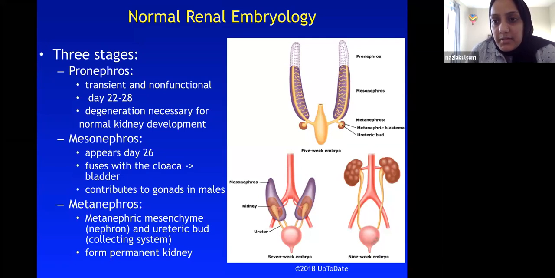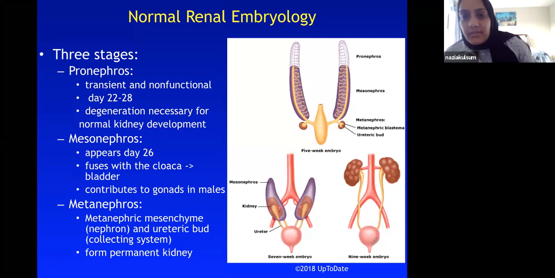The metanephros is the ultimate kidney that develops around the same time that the pronephros and mesonephros are involuting, around the 5th week. This basically develops from the mesonephric duct. There is an outpost called the ureteric bud. The ureteric bud then stimulates the surrounding mesenchymal cells to undergo transformation to form the ultimate kidney.